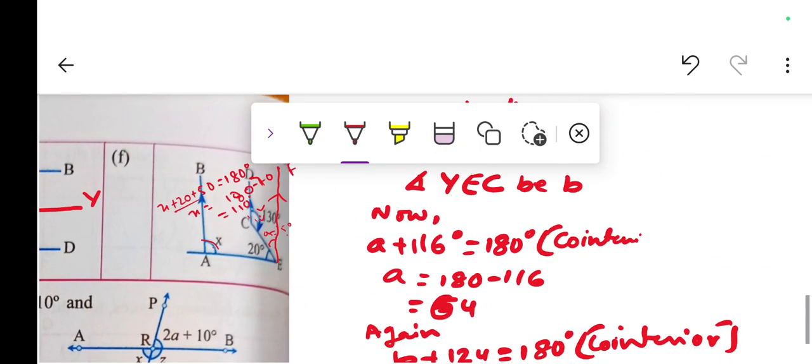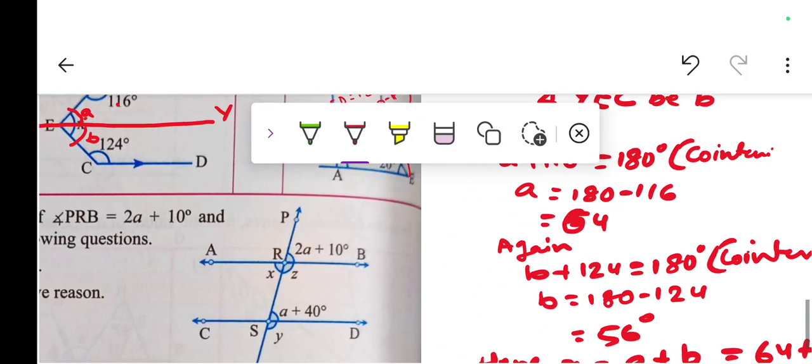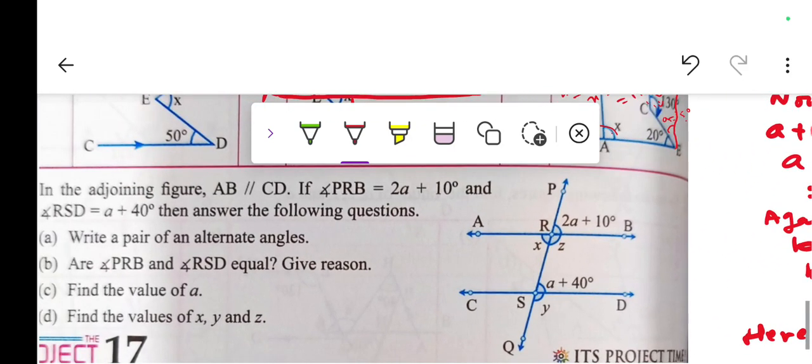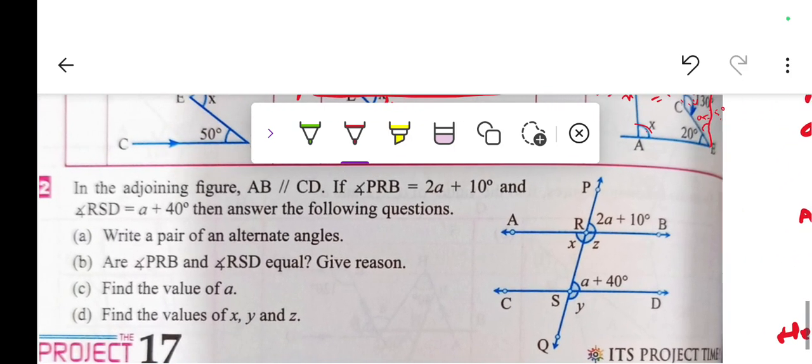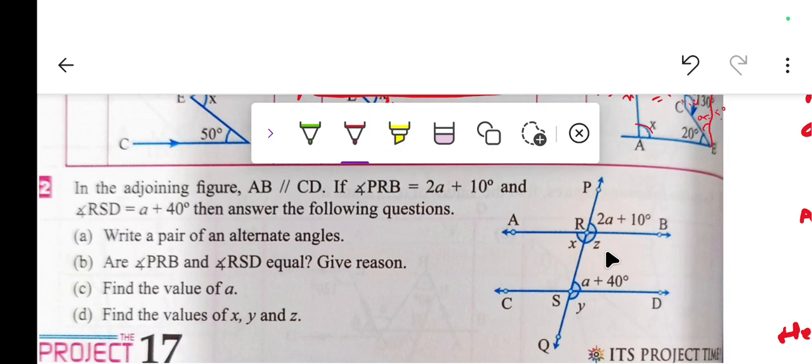Moving ahead to the next question, that is question number 12. Perhaps this is the last question. This is very very easy. 2a plus 10 and a plus 40, both are corresponding. We can equate them. Corresponding angles are equal. 2a plus 10 degrees is equal to a plus 40 degrees.